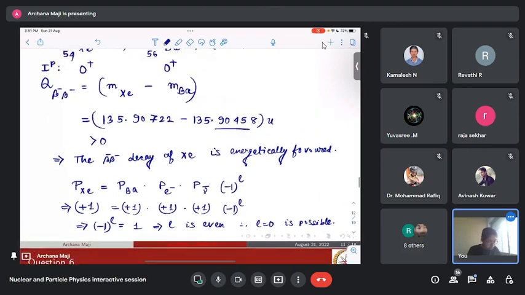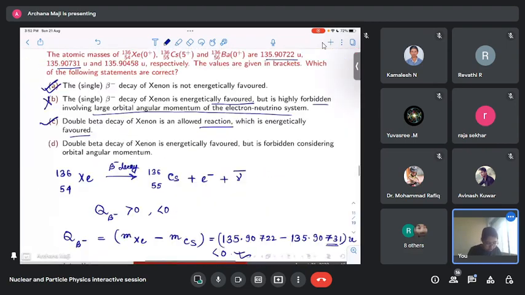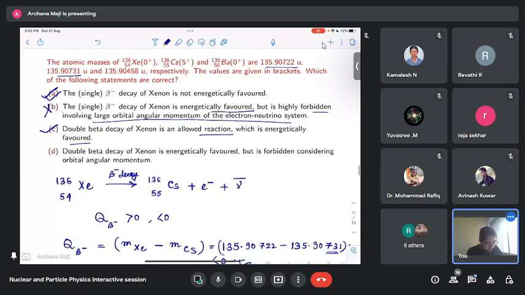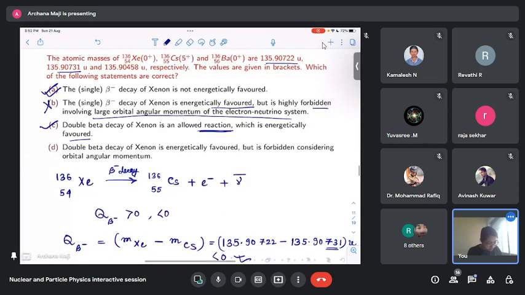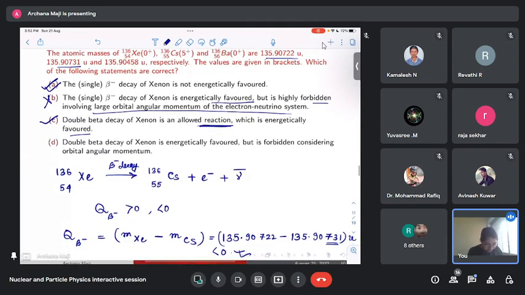So the C option is correct. It is an allowed reaction, Fermi type. Sorry, Fermi type we haven't checked, but it is an allowed reaction. And D option says double beta decay of xenon is energetically favored but is forbidden. So this is not correct because L is equal to 0.